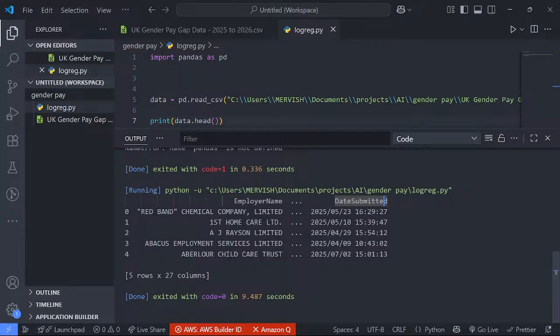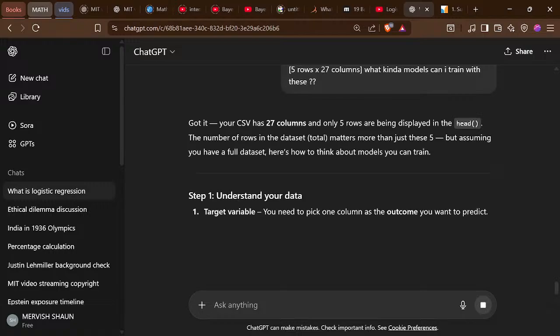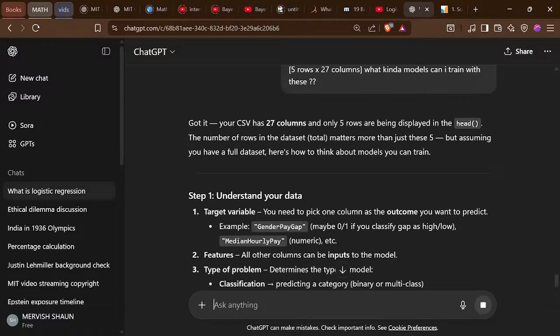And what kind of data? So it is a 5 by. Nah, it's not a 5 by. What kind of models can I train with these? It has 25 being displayed as head. The number of rows matters more, but assuming you have a full data set, yeah, I have like a full data set.